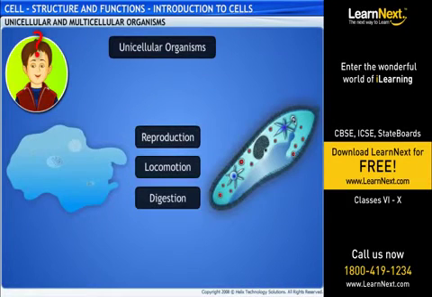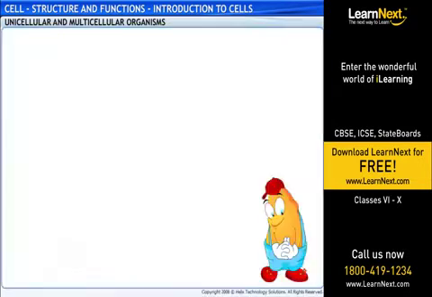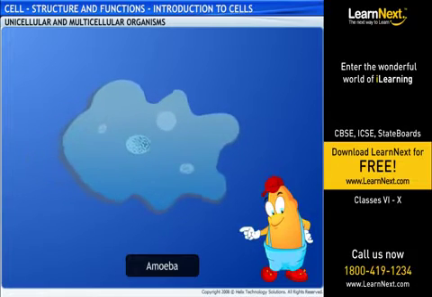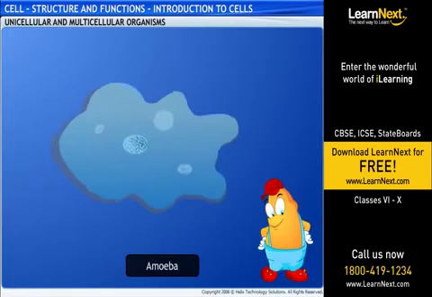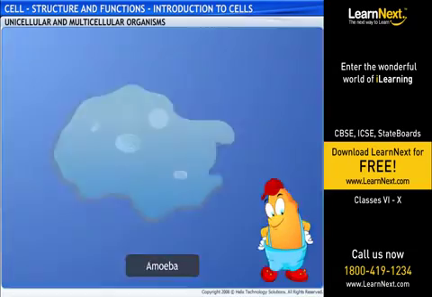Difficult to believe that this one cell can perform all these activities. Wonder how they do it. Well, take the amoeba for example. It changes its shape to move and eat its prey.